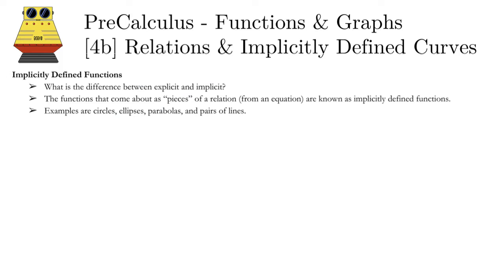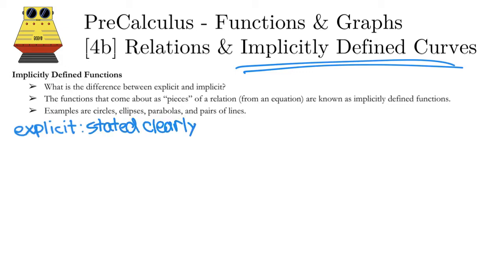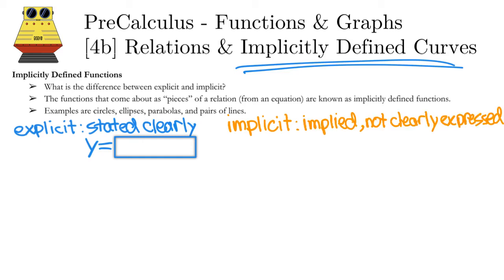Now let's talk about implicitly defined functions, or as I call them in the title, implicitly defined curves. First, let's make sure we understand what implicit and explicit mean. Explicit is an adjective that means stated clearly. So when we state a function clearly, we do that by saying y equals and then what the formula is. On the other hand, implicit is an adjective that means implied and not clearly expressed.